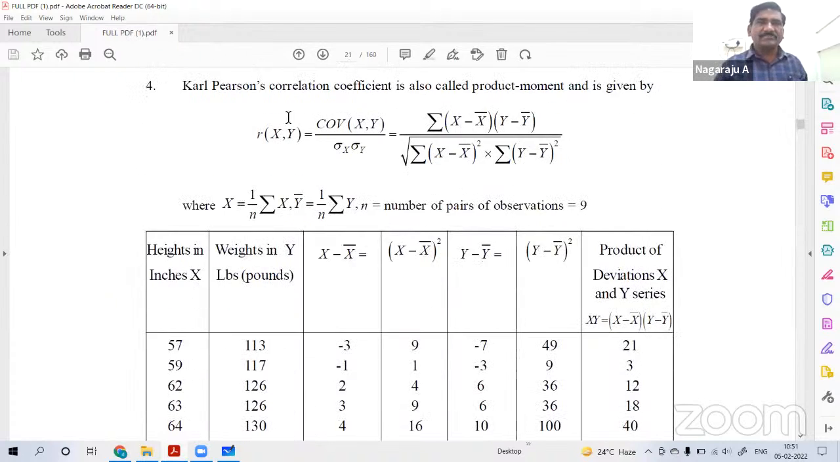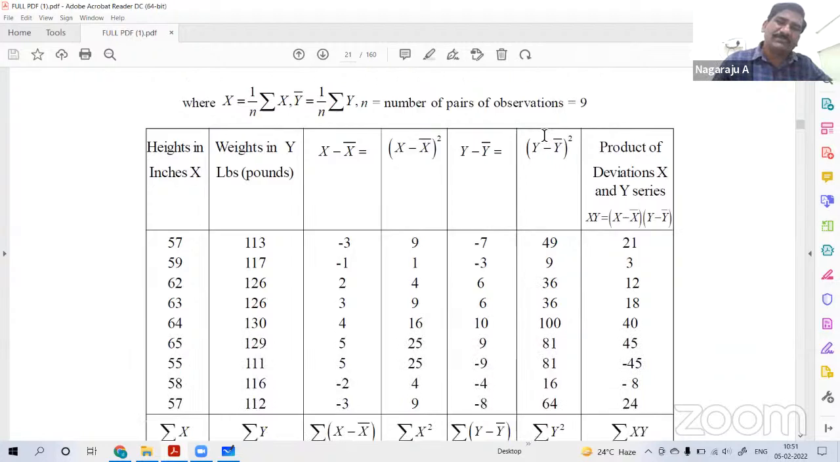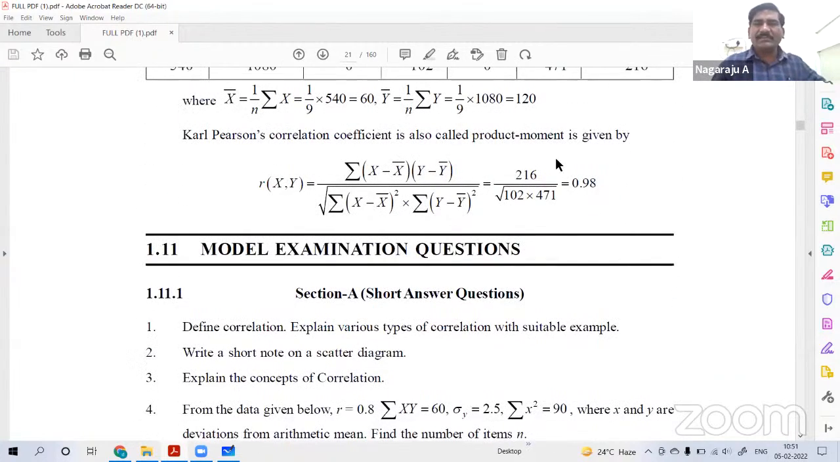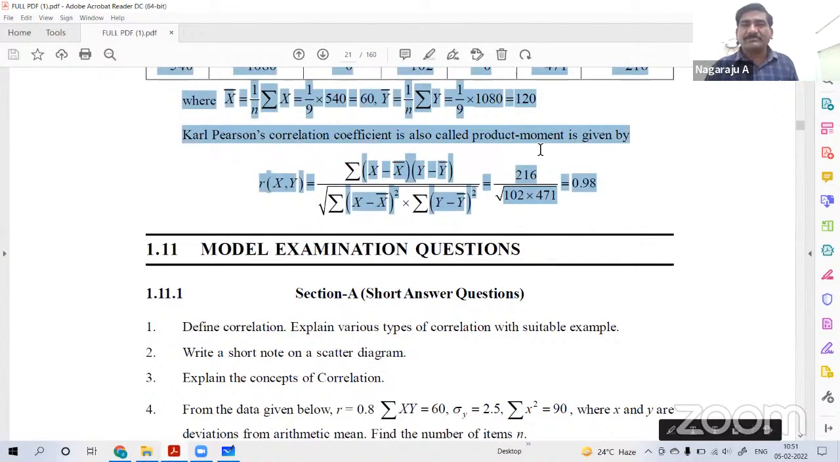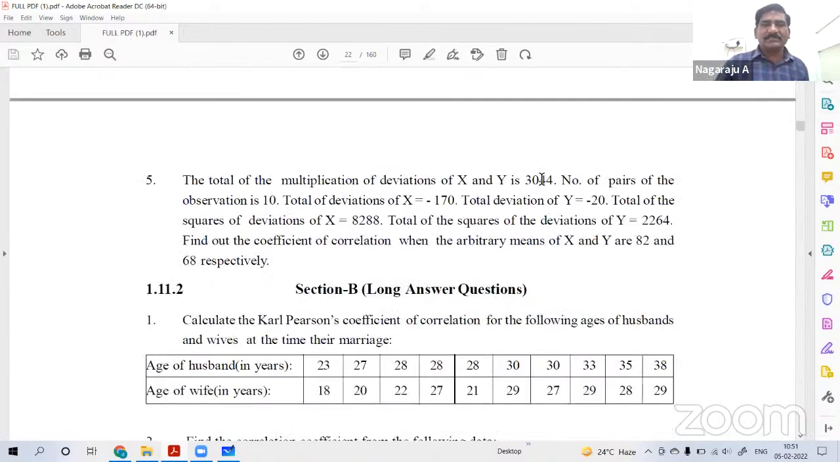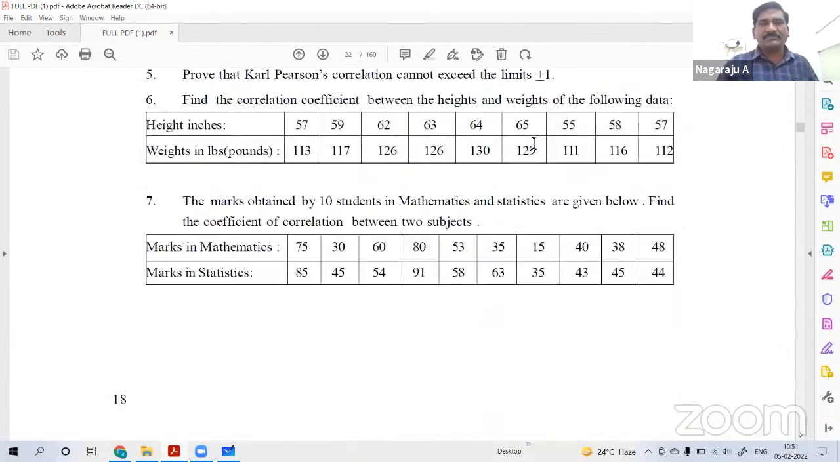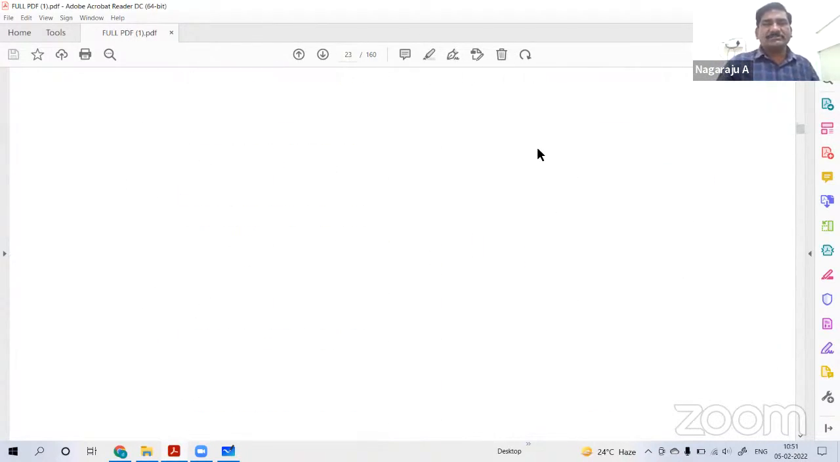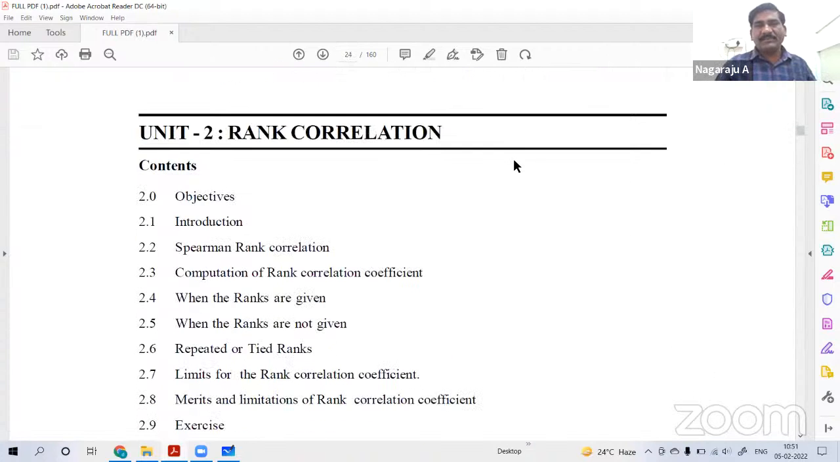Here also, the second one is also a correlation coefficient, where we identify r as the covariance of x comma y by sigma x and sigma y. It is the summation of x minus x bar, y minus y bar, over the root of the summation of x minus x bar square and the summation of y minus y bar square. So I'm getting 0.9. Strongly correlated. These are the exercises, examples and the last questions. If you prepare well, it is enough for that.